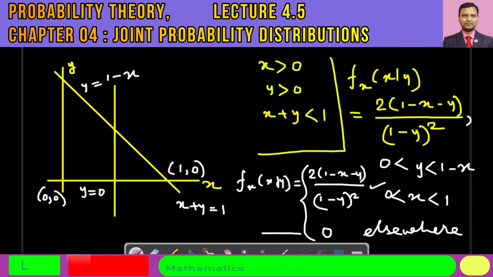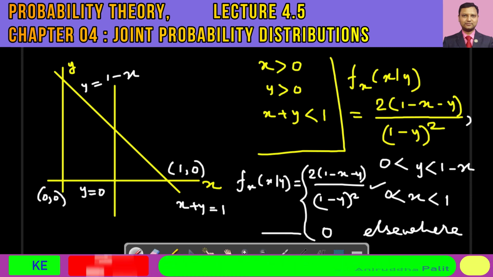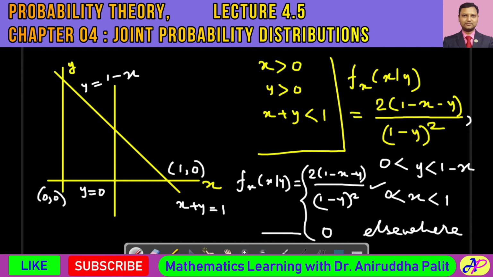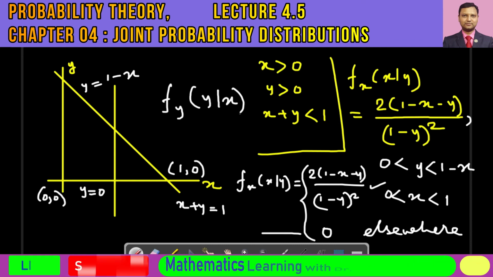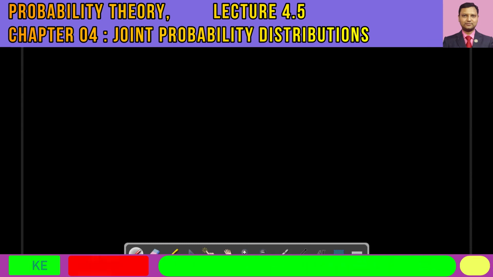So it should be given a comma. We should write f of x given y. Okay, so in a similar fashion, you can also find f of y given x. So these were two examples.